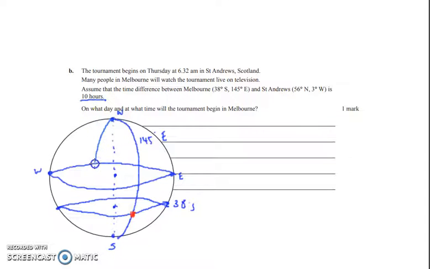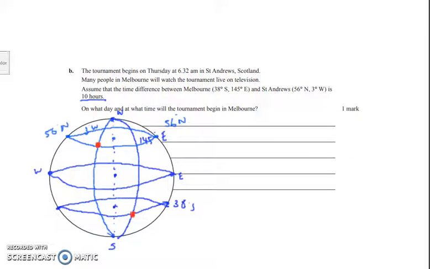If we go west of the prime meridian line, 3 degrees west, and this one is 56 degrees north. So if we just place up here about 56 degrees north, and then 56 degrees north, middle of the circle, we can go around like so, and then we can place in our second point here. So they're the 2 locations, and we've been told that there's 10 hours difference between these 2 locations.